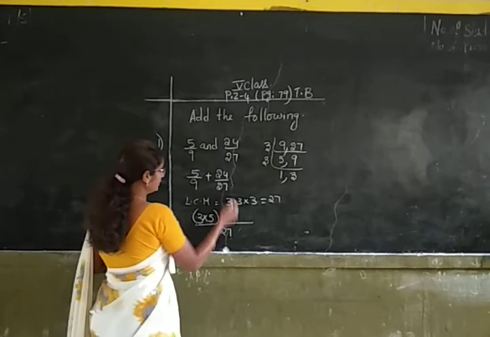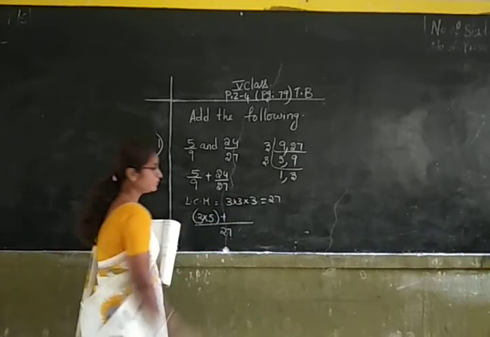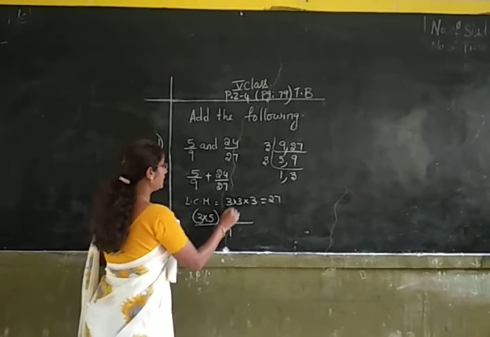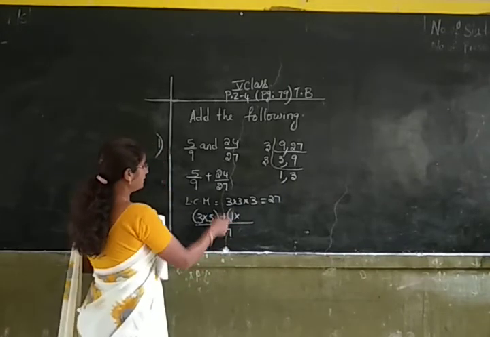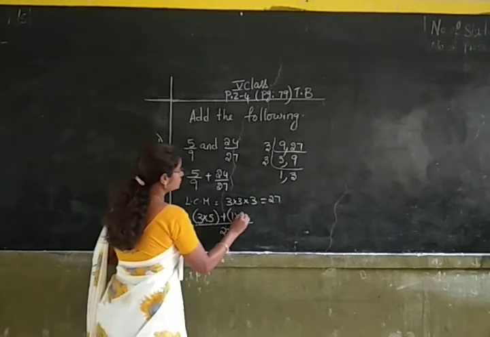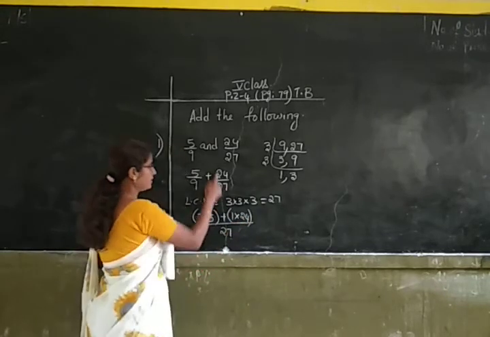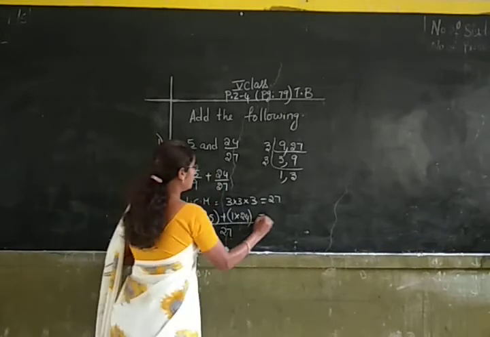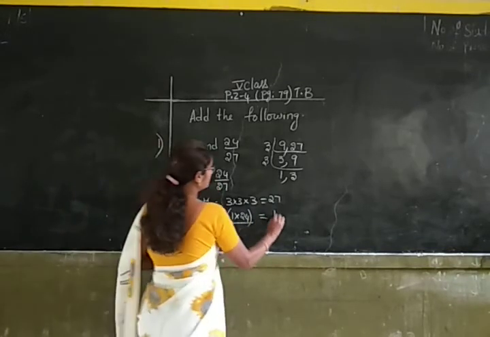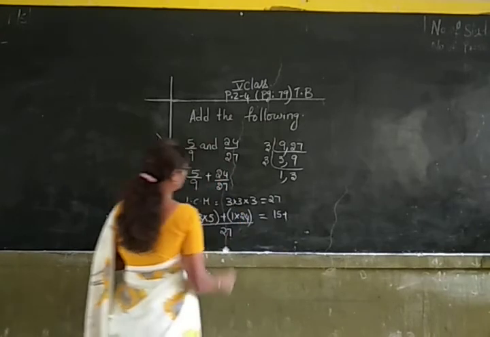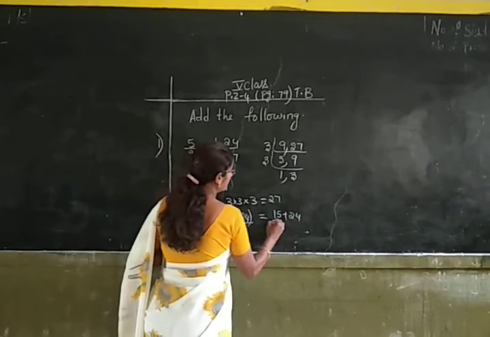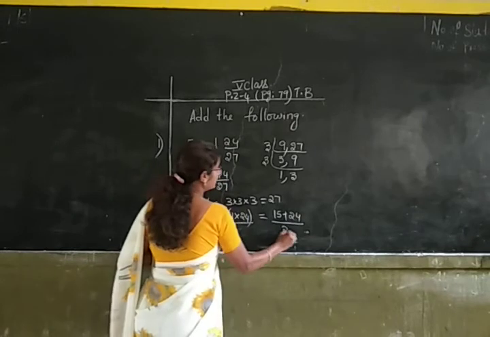So how many times 27 goes in 27? It goes 1 time. Now you have to multiply 1 with the numerator, which is 24. Now 3 5s are how much? 3 5s are 15 plus 1 24s are 24 by 27.